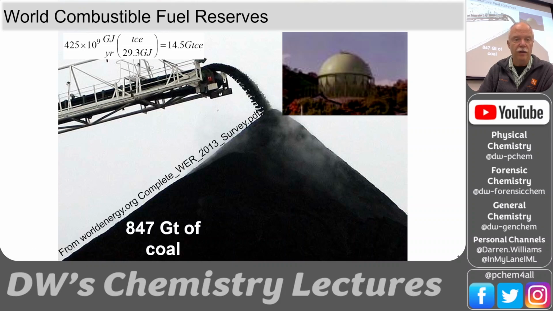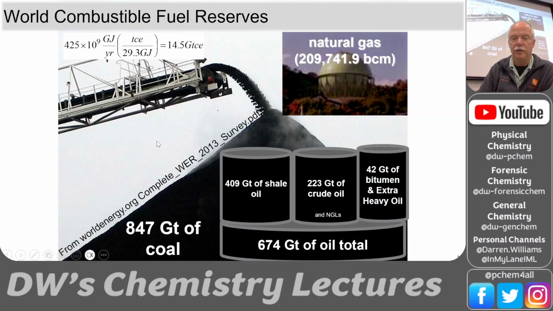And we have 14.5 billion tons of coal, and we have 847 billion tons of coal. So we've got more than we need. It's only, I'd say, 1.5 orders of magnitude higher, but still. Natural gas, we have 209,000 billion cubic meters. And then this is the oil that we have.